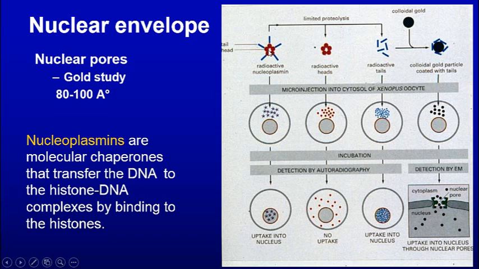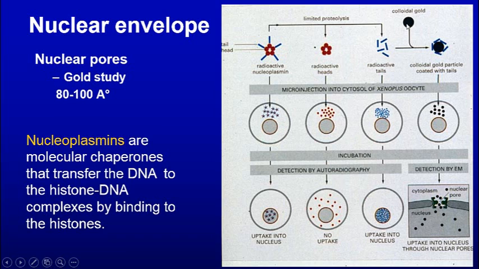If you have radioactive nucleoplasmin, then it will go into the cytoplasm and then to the nucleus. If you just cut the heads off with limited proteolysis, then what will happen is that they will not go into the nucleus. If you just use the tails themselves, they will go into the nucleus.